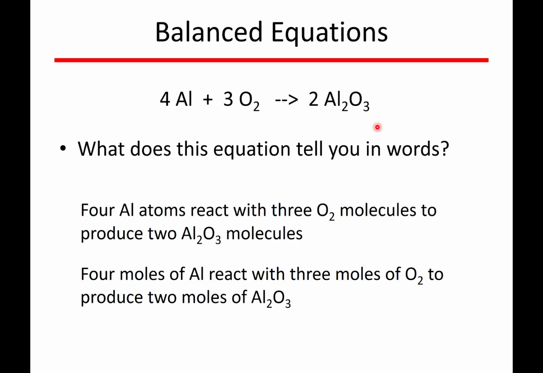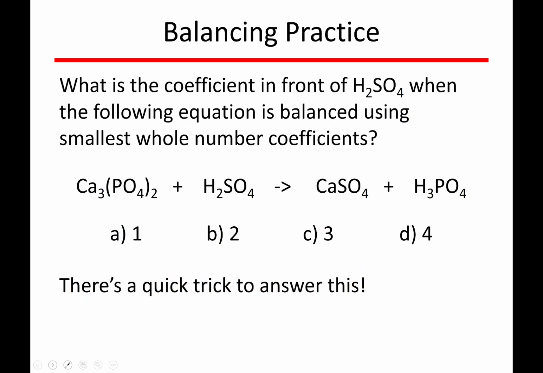And that's what we're going to get into more detail about as we continue on in this chapter and talk about actual stoichiometric calculations. But before we do that, we're going to get a little bit more practice with balancing. And I want you to take a look at this reaction between calcium phosphate and sulfuric acid to make calcium sulfate and phosphoric acid. I want you to balance this equation and determine the coefficient in front of sulfuric acid when the equation is balanced using smallest whole number coefficients.